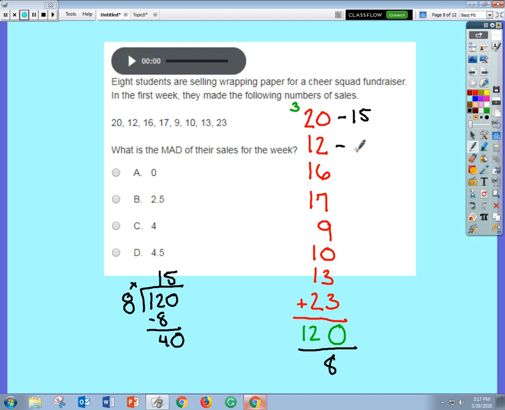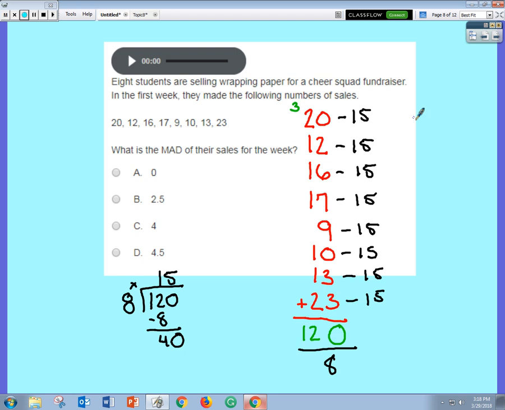Find the distance between the value in the data set and the mean. We're going to find the absolute deviation. How far each value deviates from the mean. So now we're finding the absolute deviation, not the mean absolute deviation, just the distance between the two. This would give me 5 apart, 3 apart, 1 apart, 2 apart, 6 apart, 5 apart, 2 apart, and 8 apart. Let's add all those absolute deviations together.